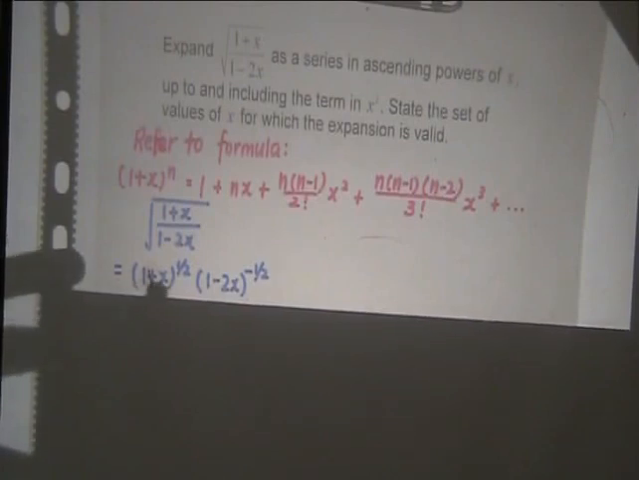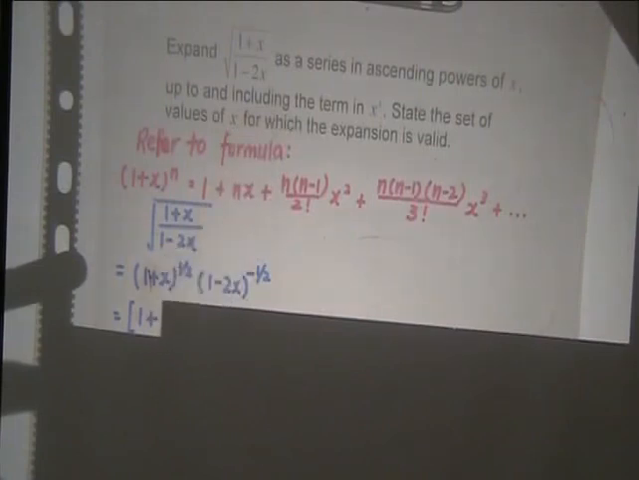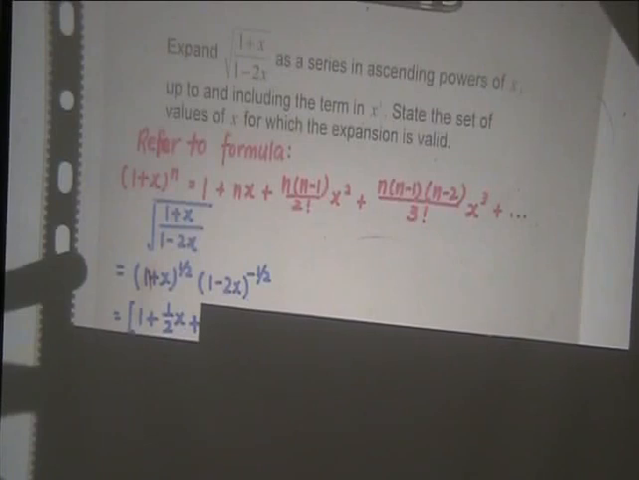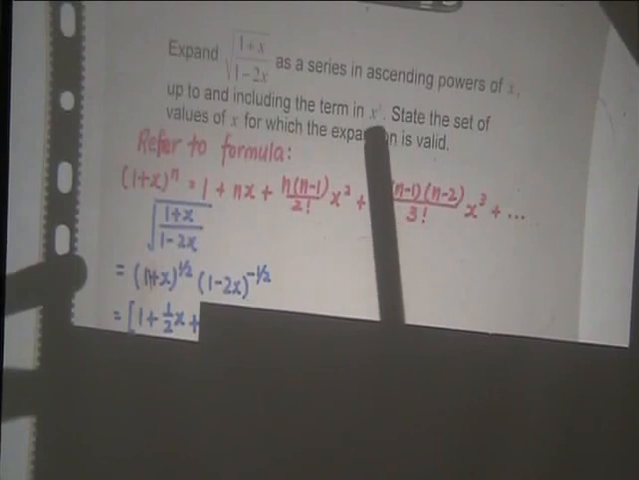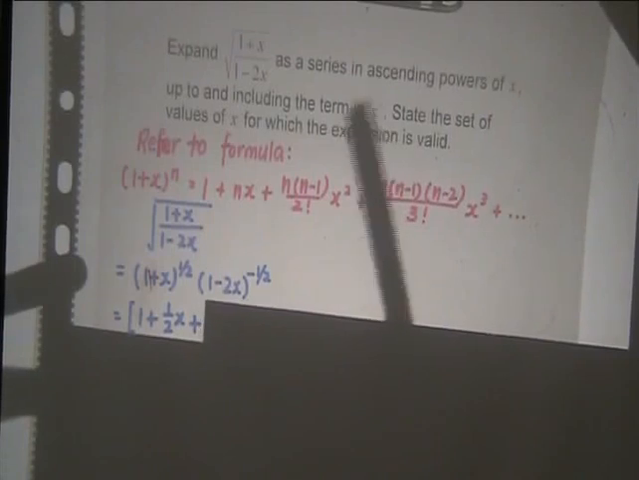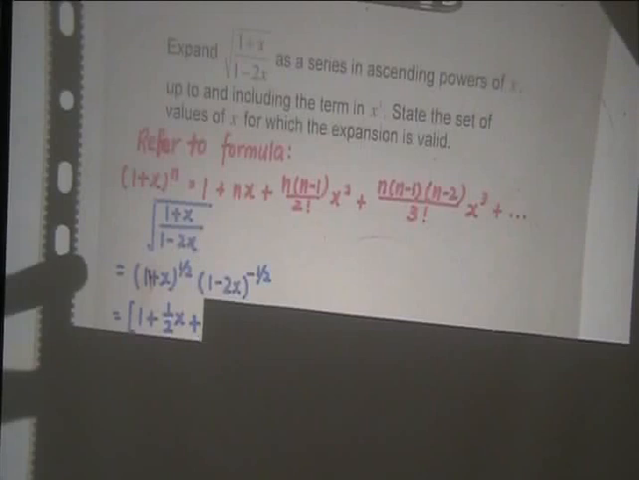For 1 plus x, it starts with 1 plus nx. So I will have 1 plus, in this case n is half, and x is just x, so I will have half x. Before we go on further, we look at the question again. We want the term up to and including the term in x squared. So this means that I need to expand until I have the term in x squared. Now we have 1 plus half x, and I want the term in x squared, so I go on one more step.